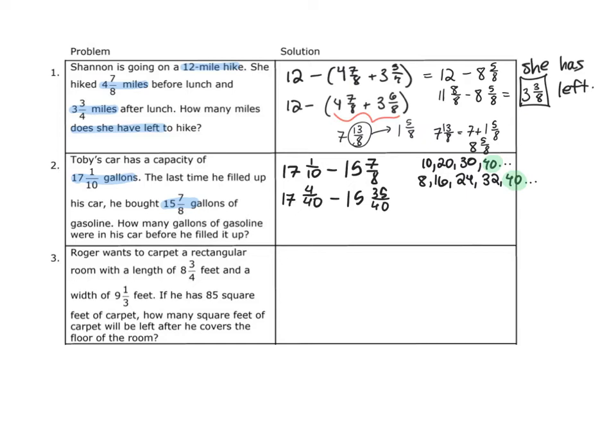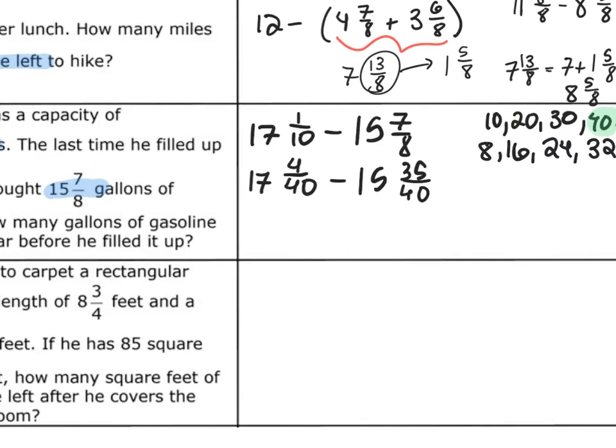35/40. Now I can't quite subtract these because 4/40 is smaller than 35/40. So let me rewrite this. Instead of writing 17, I'm going to write 16. So I'm going to take 40/40 from there and rewrite that just as 16 because 40/40 is 1. So let me add those 40/40 to my 4/40, and now I get that, which is going to be 44/40.